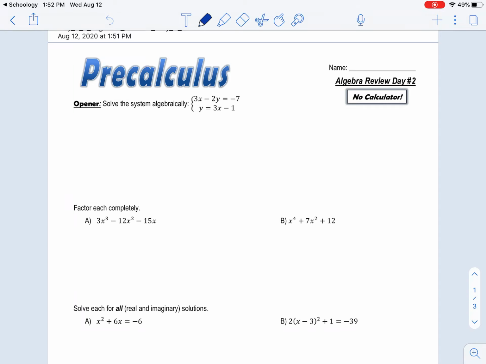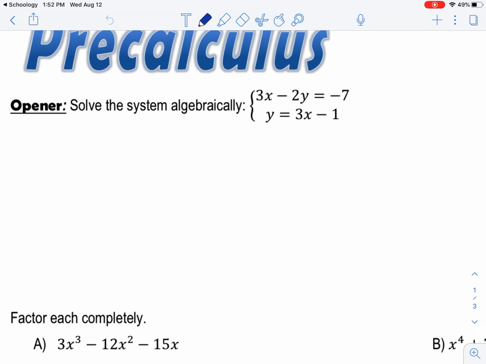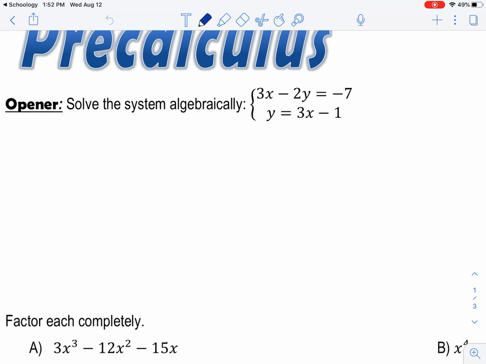Okay, this is your algebra review day 2. Once again, these are all things that were covered in your summer packet. So nothing should be "I forgot how to do that." It should be something that you've brushed up on over the summer. So let's start with this one right here, solve the system algebraically.